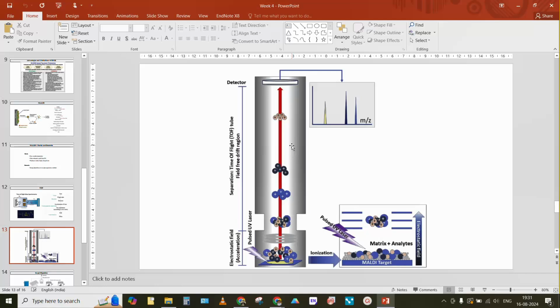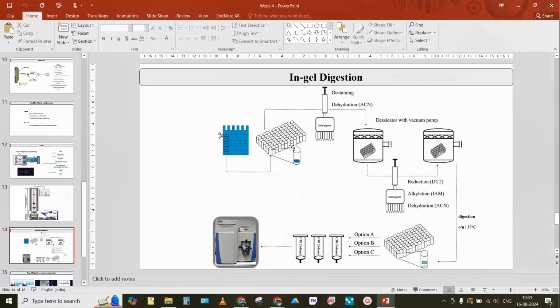The sample preparation and spotting will be done after that. There is one term called in-gel digestion. Here we will start preparing the sample for mass spectrometry in MALDI-TOF. Just wait for a minute.